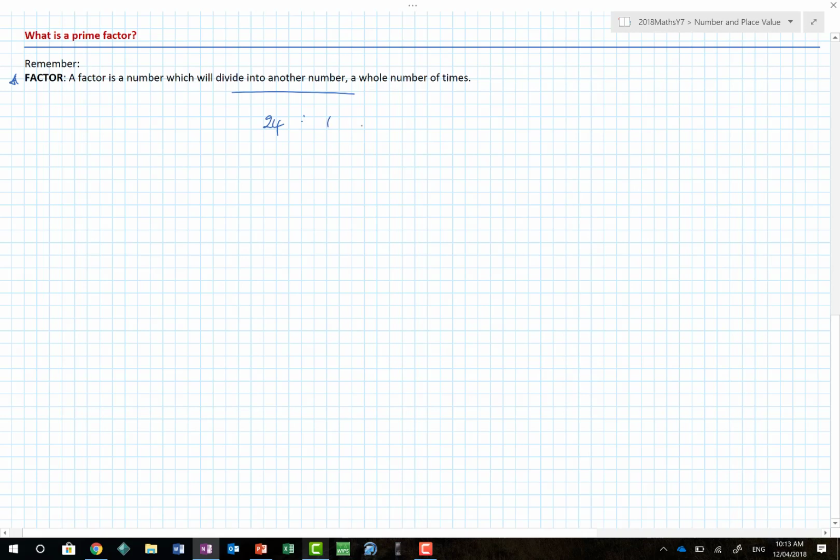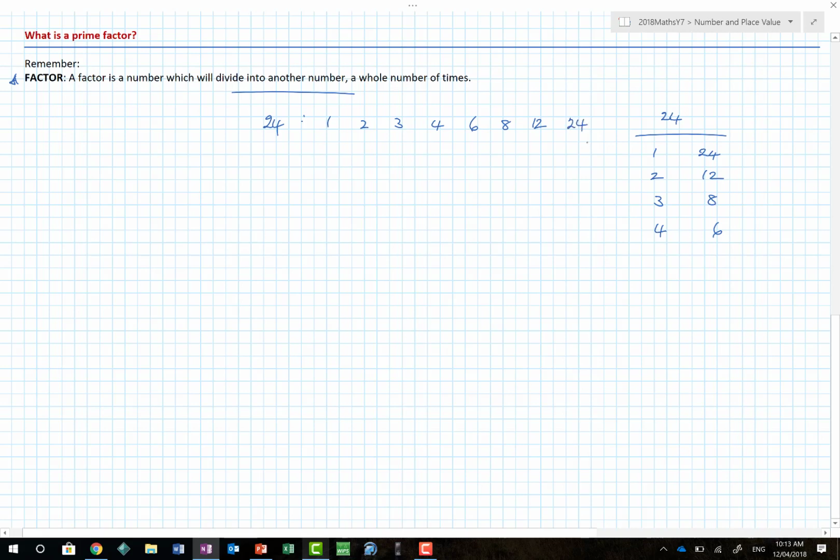So let's do factor pairs. I like doing this. So 1 and 24, 2 and 12, 3 and 8, and 4 and 6, and that's it. So we now have our numbers as 1, 2, 3, 4, 6, 8, 12, and 24.